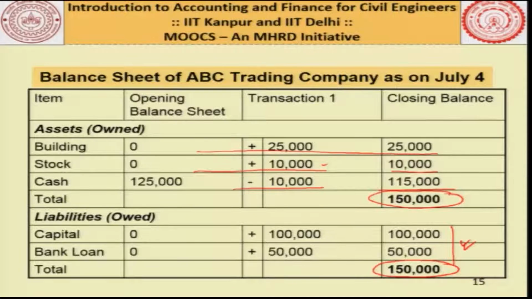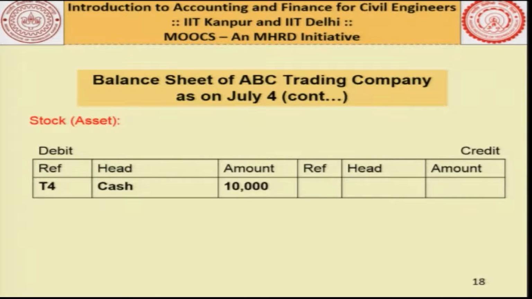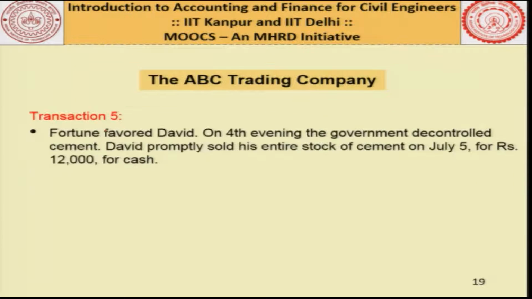Now, how does this affect your T accounts? It will be like this. Only thing that we are adding is stock. So, we will have a separate account for stock. You can see here I am adding a separate T account for stock. You can see increase in asset I am showing in the debit side. So, you have added this cement stock worth 10,000, so it is entered in the debit side.